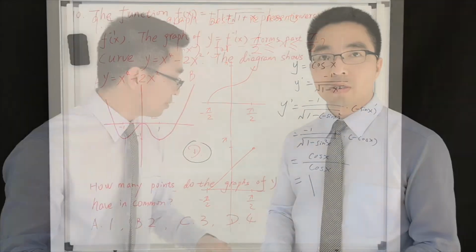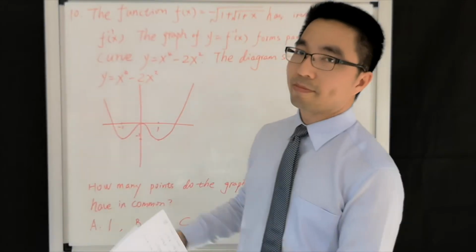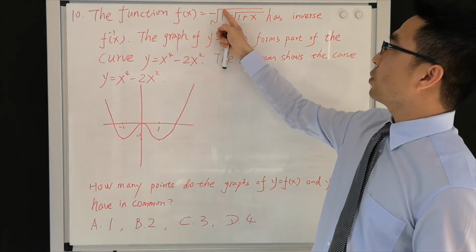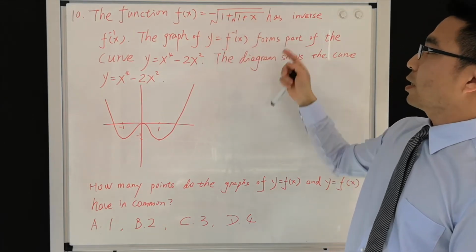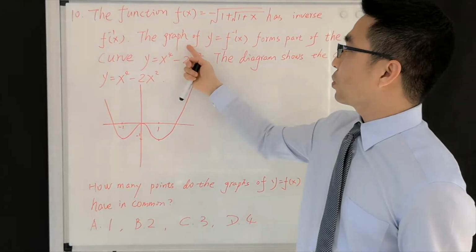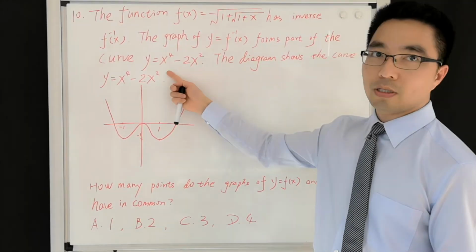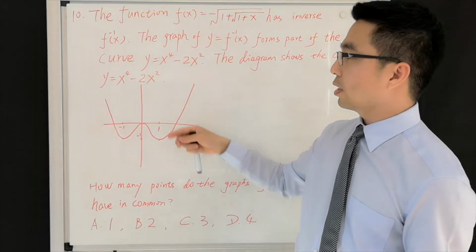Okay. Alright, let's go to question 10. Question: the function f of x equal to negative square root of 1 plus square root of 1 plus x has an inverse function. And the graph of the inverse function forms a part of this curve. So this diagram represents this curve, okay?